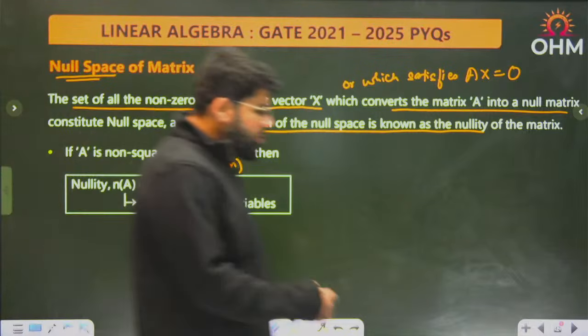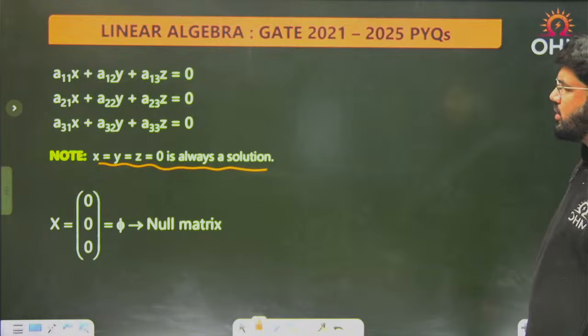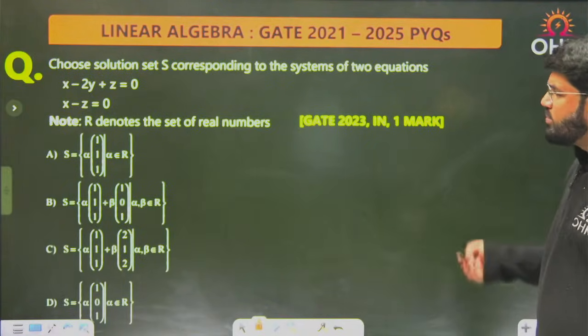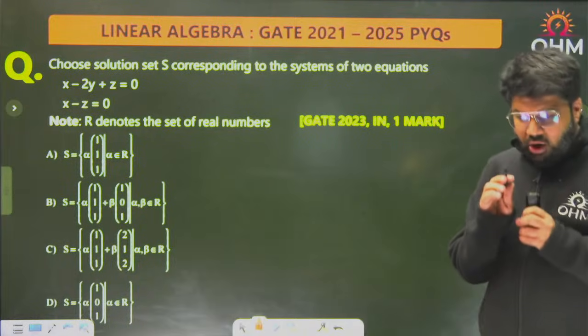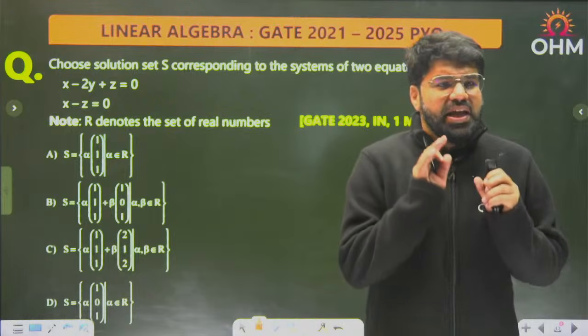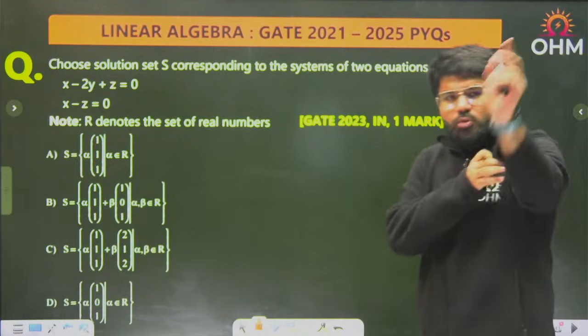Now let's go back to the question and understand. See, I just took this question. Let me complete this. Sometimes it can be a direct question which does not require the knowledge of trivial, non-trivial, nullity, null space. It's a direct logical equation based question. 1 mark only. Then I will go back to the previous question.